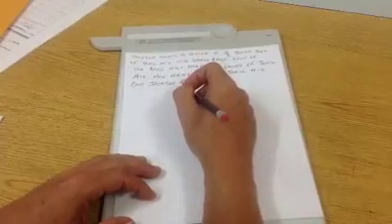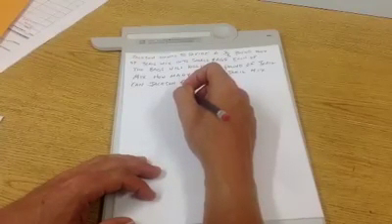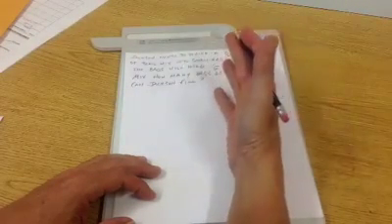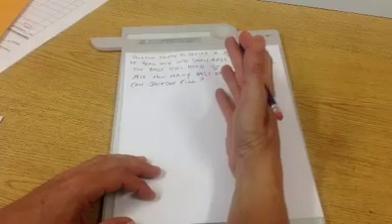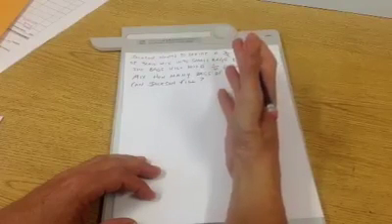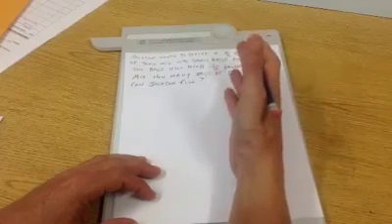Okay, this is the remediation of test decimals and fractions, Unit 2. We're going to go over some of the step-by-step processes that you need to know to be successful on adding, subtracting, multiplying, and dividing fractions and decimals.